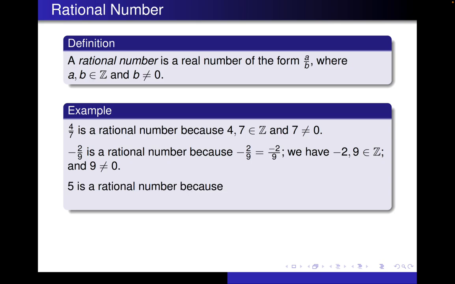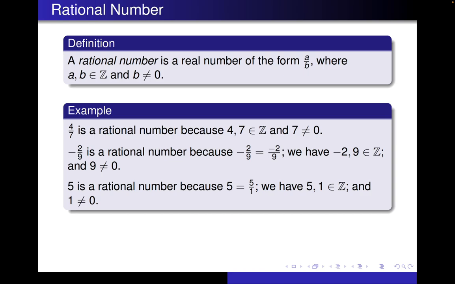And even integers like 5 are rational as well, because even though it doesn't look like a fraction now, we can rewrite 5 as 5 divided by 1. That's a fraction. The 5 and the 1 are both integers, and 1 is not equal to 0. So most of the numbers in your real life that you come across are rational numbers.